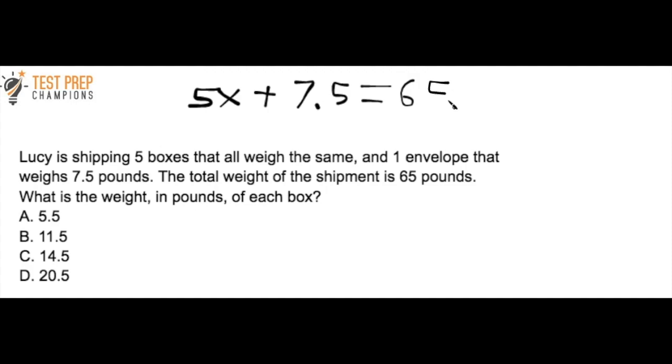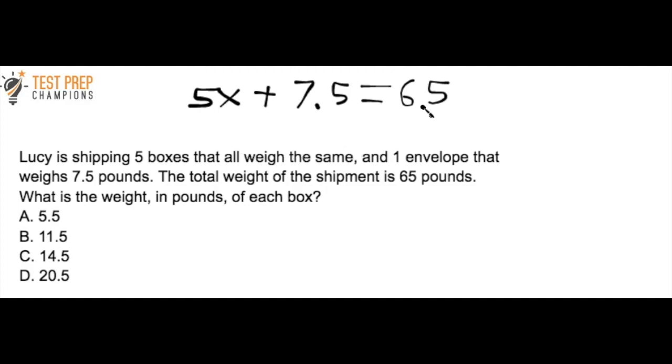All right, so again, let me recap what I've done here. It tells us the total weight of the shipment is 65 pounds. So from that, you kind of work backwards and think, well, what would I have to know to get that 65? Okay, if I didn't know the 65, well, I know that there's 5 boxes. I'd have to know what the weight of one box is, since they all weigh the same. And I'd multiply that by 5, and then I'd add to it the weight of the envelope. That would give me the total.